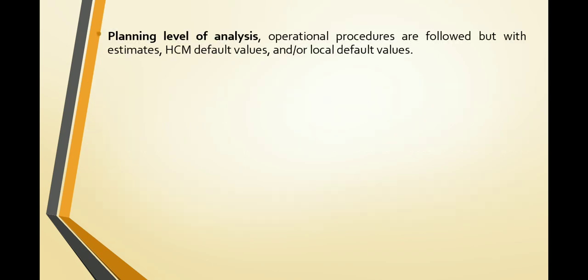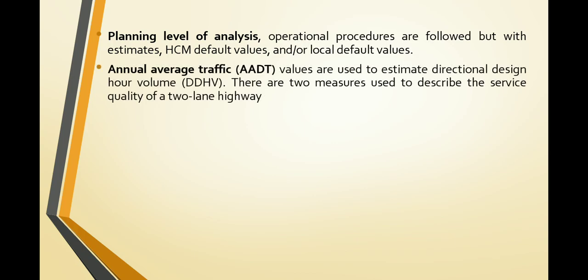Planning level of analysis. Operational procedures are followed but with estimates, HCM default values, and local default values. Annual average daily traffic, or AADT, values are used to estimate directional design hour volume, or DDHV. There are two measures used to describe the service quality of a two-lane highway.